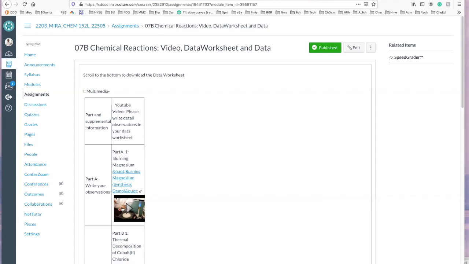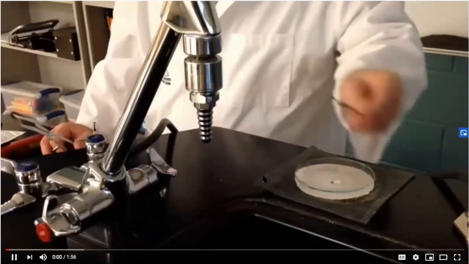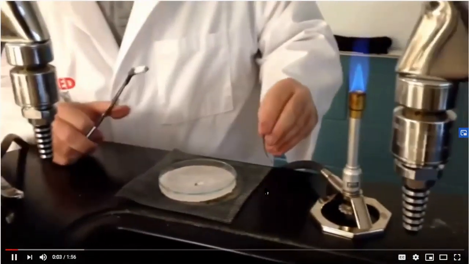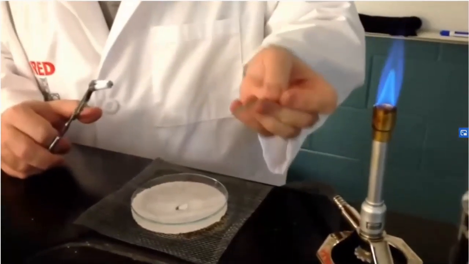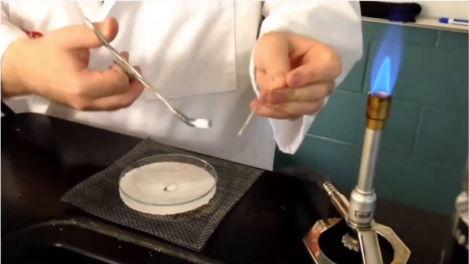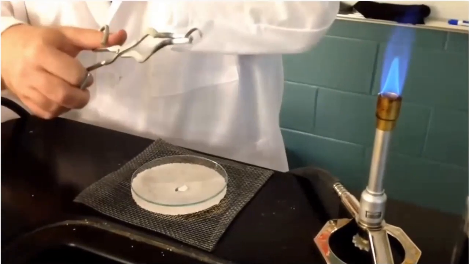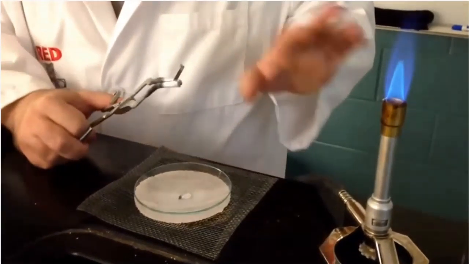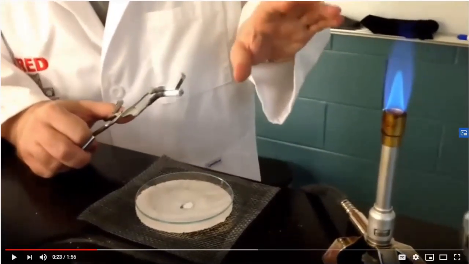Okay? So let's take a look at the first experiment. Just click here. There you go. And okay, this is a full page. So this is an example of a synthesis reaction. We're going to take a strip of magnesium and burn it in our Bunsen burner. We're going to use crucible tongs and hold the magnesium in the flame without directly looking. You never want to look directly at it. Anyway, you guys can watch it later. I'm going to move on.